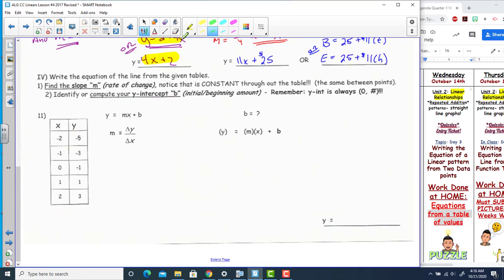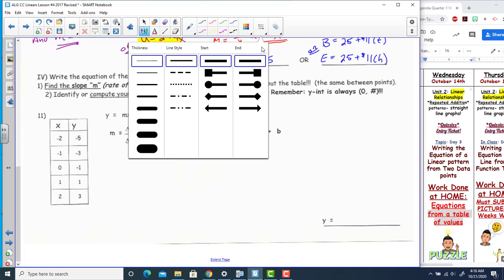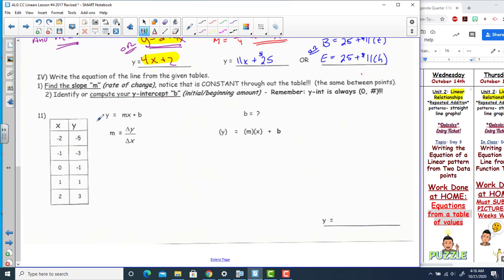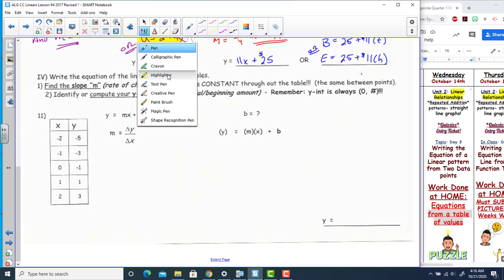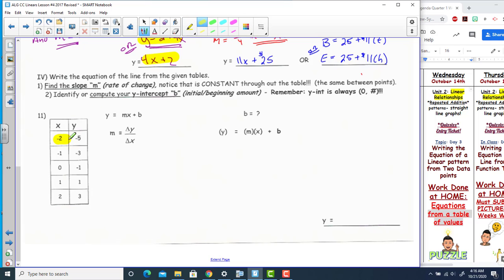And in today's work, ladies and gentlemen, we're simply going to take a table of values, and we're going to try and make a linear relationship from it. And the most important thing to recognize is that we just spent time yesterday talking about how you can make a linear relationship from 2 points. So we said if anybody gave you 2 data points representing a repeated addition pattern, you could find the rate of change and you could find the beginning amount.